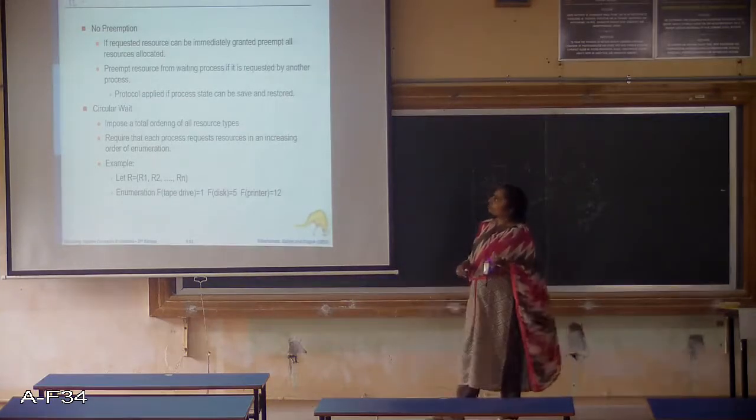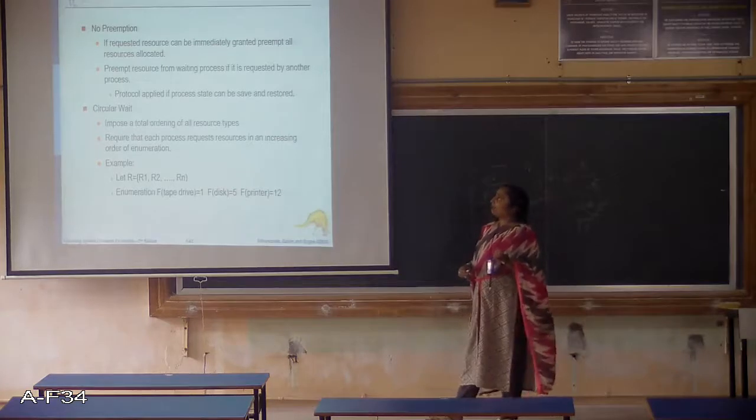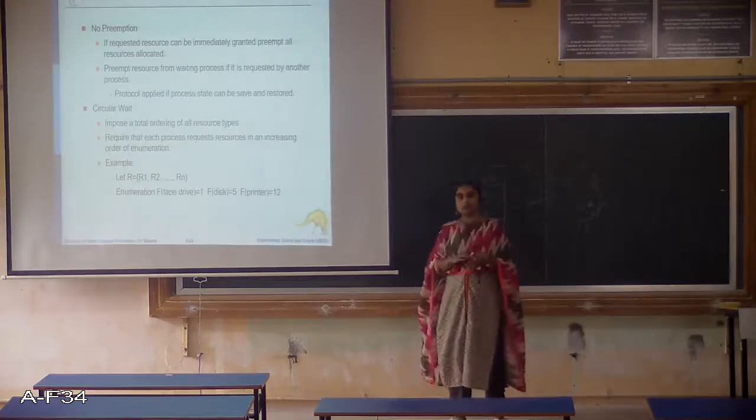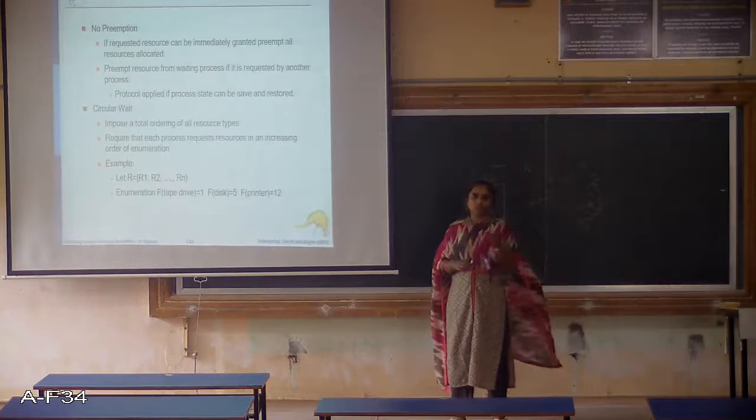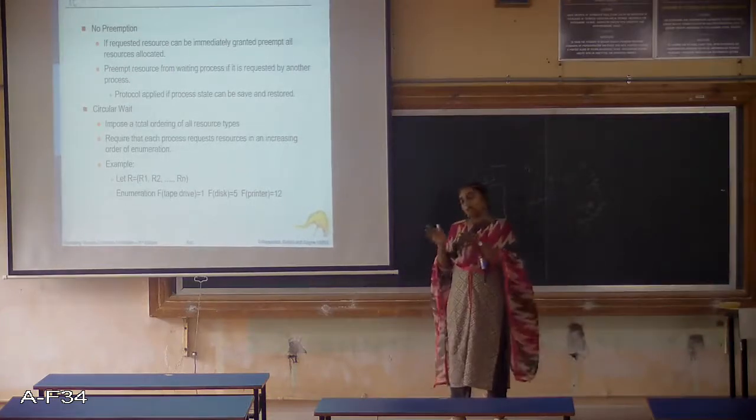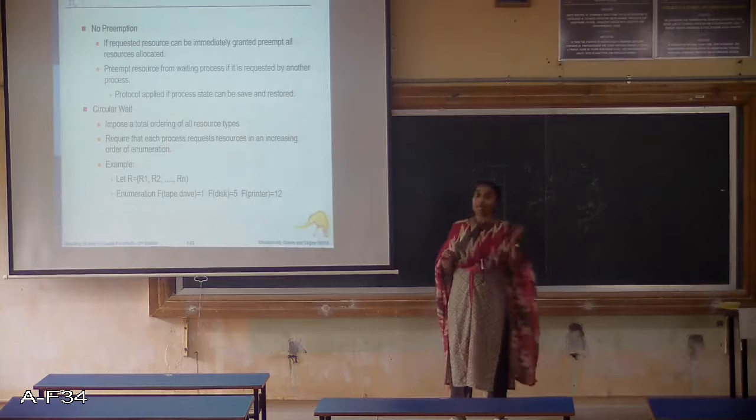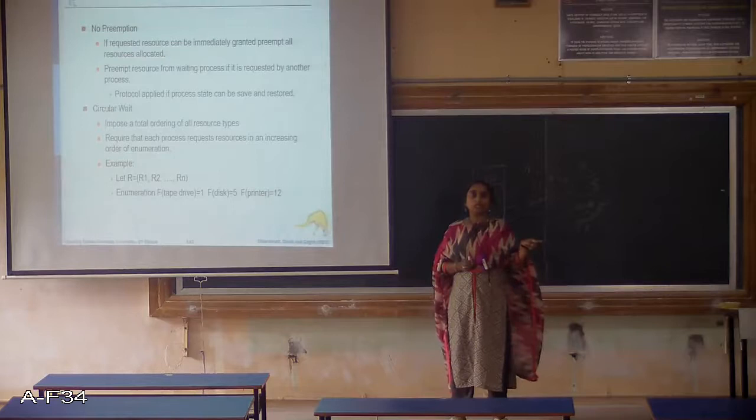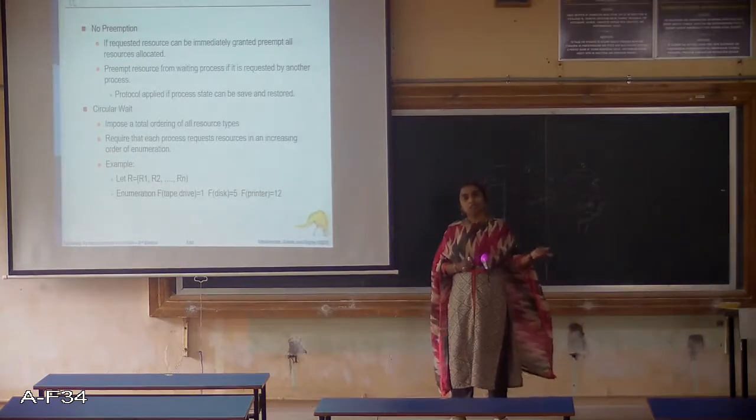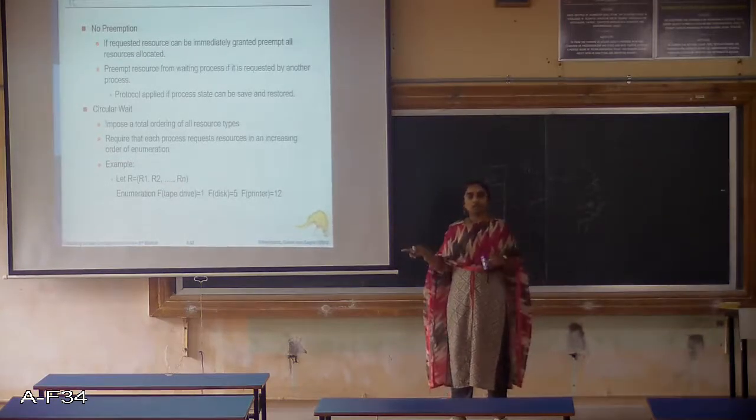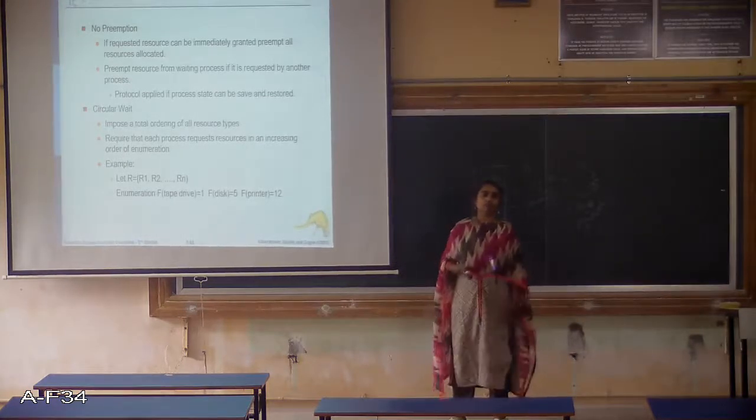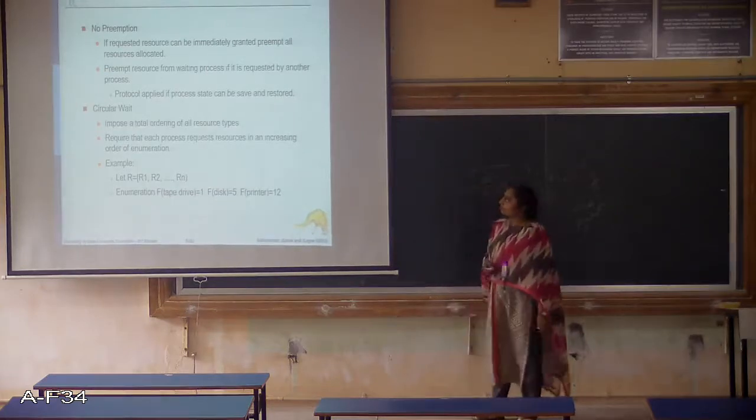If a requested resource can be immediately granted, allocate it. If a process is requesting a resource and that resource is available, you will allocate it. If that process is requesting a resource which is held by another process and that process is not executing, it's on wait, then the best is you take that resource and allocate it to this process, let it finish execution. When it finishes execution, then you can give that resource to the other process.